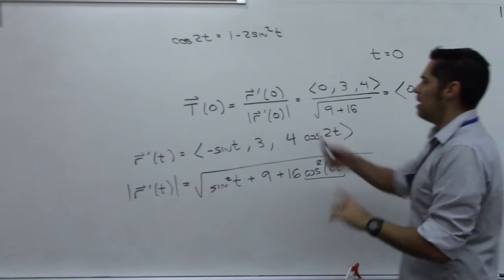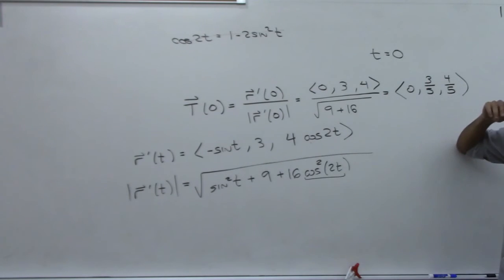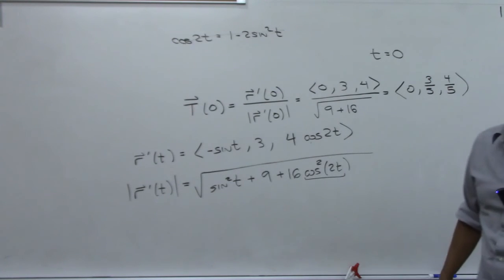Sorry, we don't need the identities, because we're not trying to find a general formula, we're trying to find the unit tangent vector at 0, so it makes the problem so much easier.